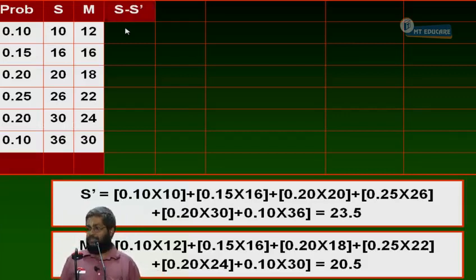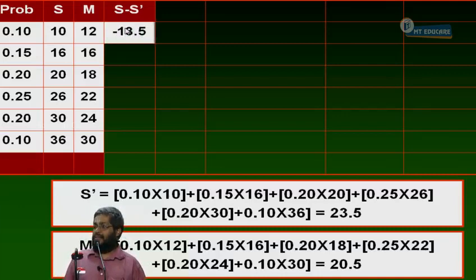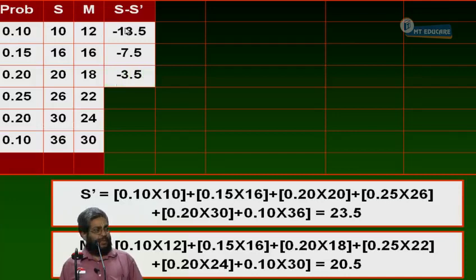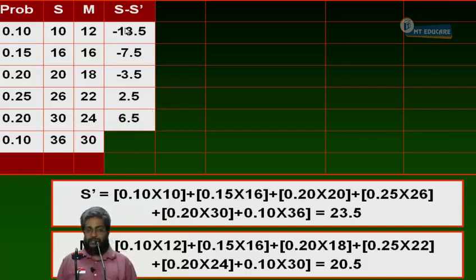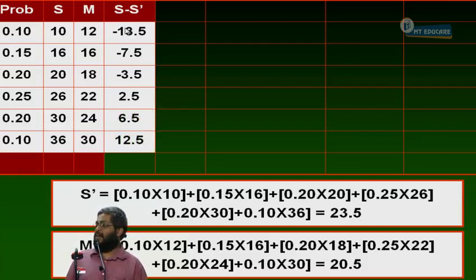S minus S bar. All of you do along with me. 10 minus 23.5, what is the number? Minus 13.5. Sign is important, yes, it is important for covariance. 16 minus 23.5, minus 7.5. 20 minus 23.5, minus 3.5. 26 minus 23.5, 2.5. 30 minus 23.5, 6.5. 36 minus 23.5, 12.5. Now, what will be the total of S minus S bar? It will not be 0. The weighted total will be 0. Can I proceed further?